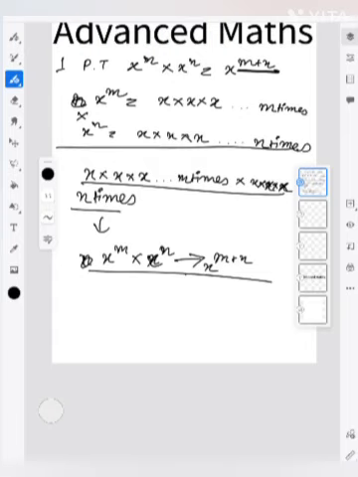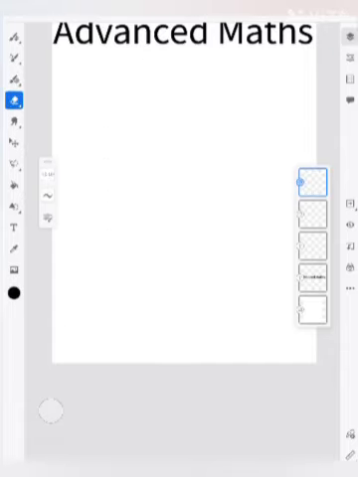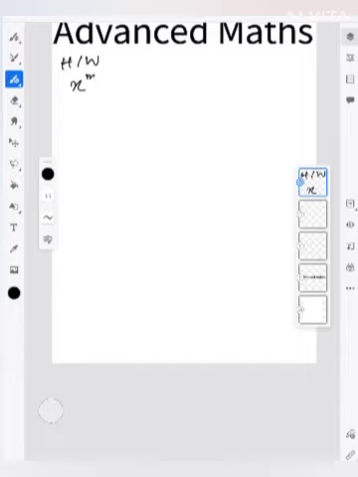You can also do that by simply putting x as 2, m as 3 and n as 1. We can say that 2 to the power 3 plus 1 is equal to 2 to the power 4, which is 16, or we can just do 8 times 2, which is 16. Same answer comes. So your homework is to show that x to the power m divided by x to the power n is equal to x to the power m minus n.